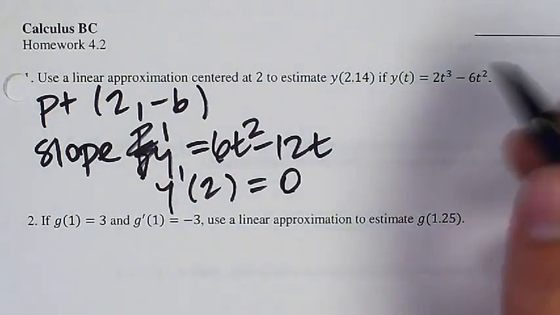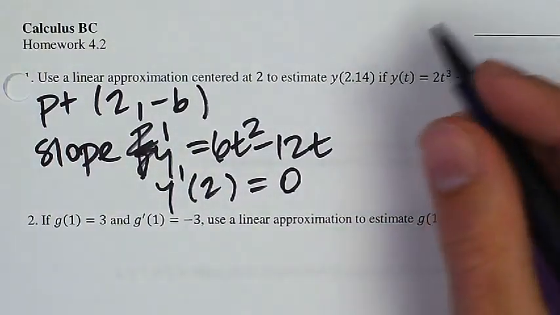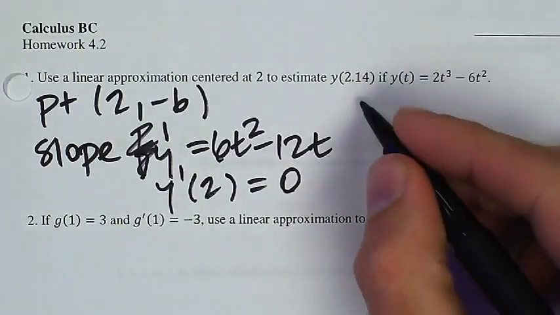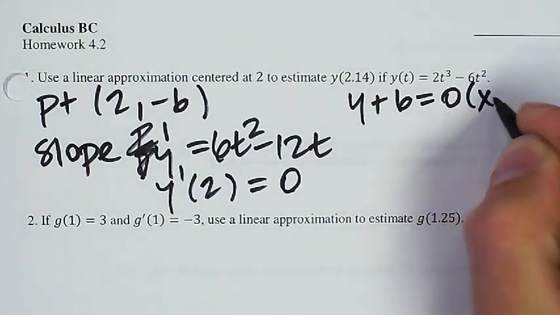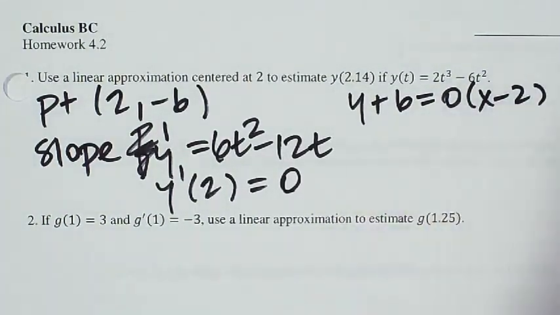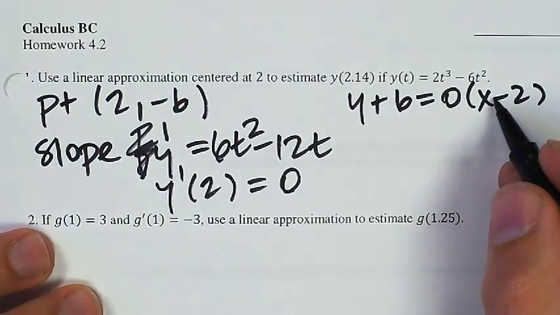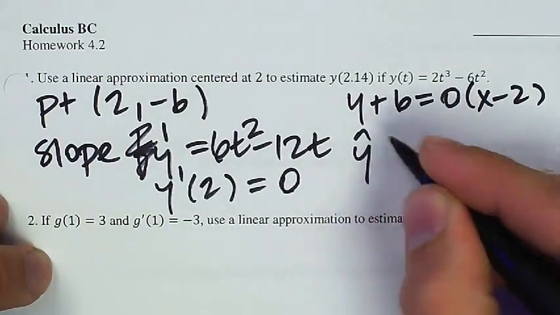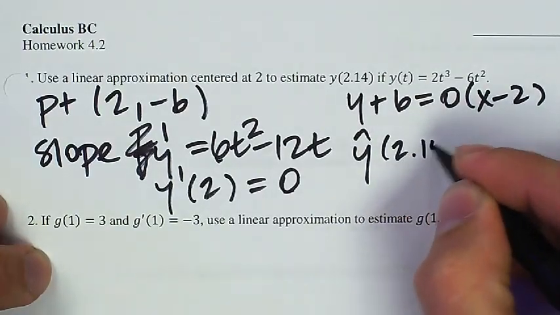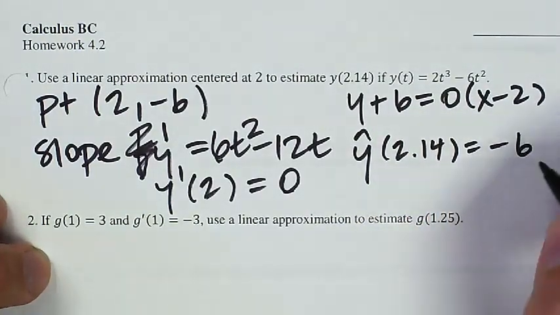Okay, I looked at the key I had from last year, and I got the same thing. So, all right, the slope is 0, and so the equation is y plus 6 equals 0 times x minus 2. And what's going to happen is no matter what we put in here, the approximation is still going to be negative 6. So my approximate value for y at 2.14 is still going to be negative 6.